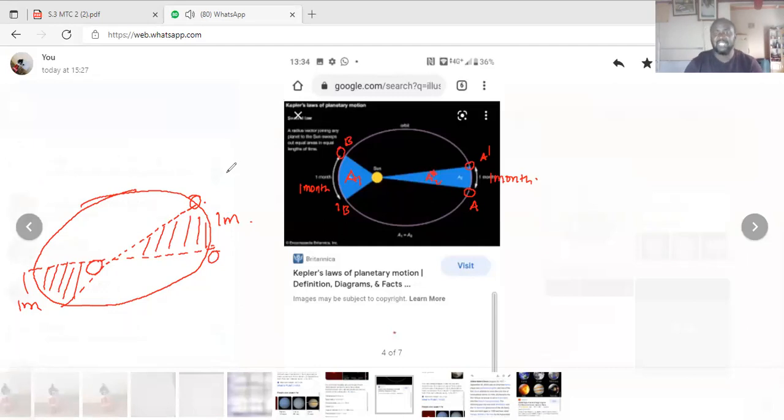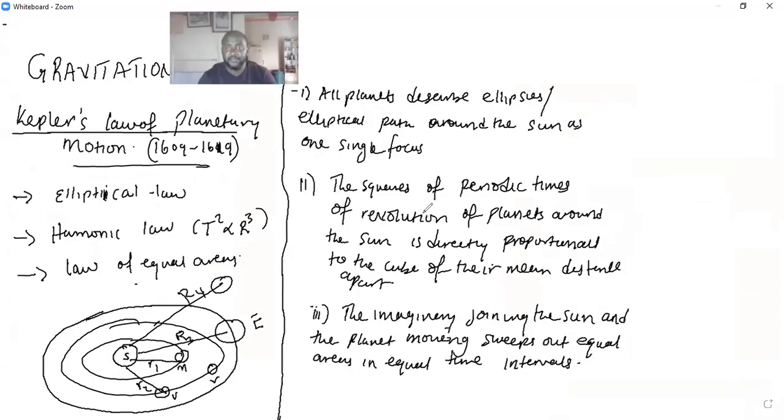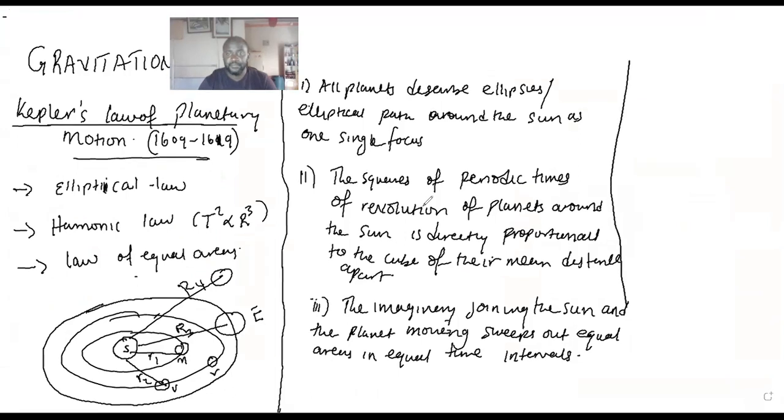So it states that the imaginary line joining the sun and the planet, remember this planet is moving around the sun, sweeps out equal areas in equal time intervals. So any questions on these laws and the introduction so far before I can move forward? Do you have any questions? If no questions, this is when we come in with what we call Newton's law.